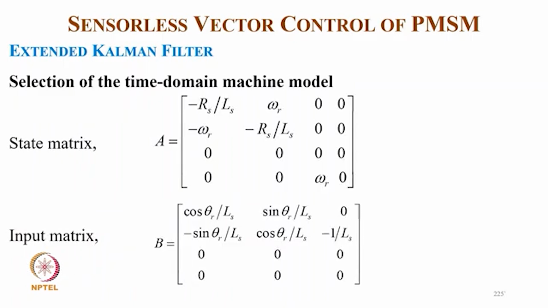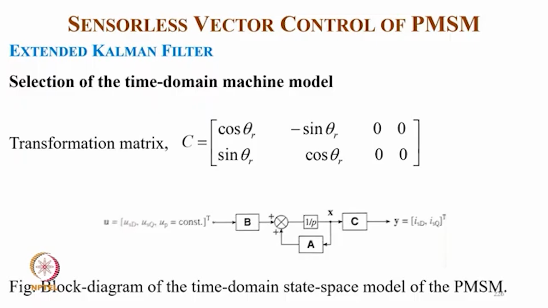Now typically the state matrix A equals minus RS upon LS, omega r, 0, 0; minus omega r, minus RS upon LS, 0, 0; and 0, 0, omega r, 0. The input matrix B is cos theta upon LS, sin theta upon LS, 0, minus tan theta upon LS, cos theta upon LS, minus 1 upon L, 0, and 0, and the transformation matrix C equals cos theta, minus sin theta, 0, and sin theta, cos theta, 0.